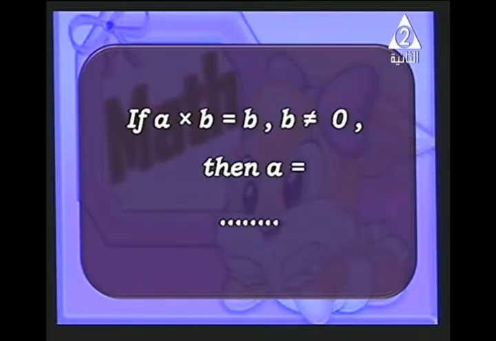If A multiplied by B equals B and B is not equal to 0, then A equals what? A number multiplied by another number gives one of them. So A must be equal to 1. That's correct. Another example.